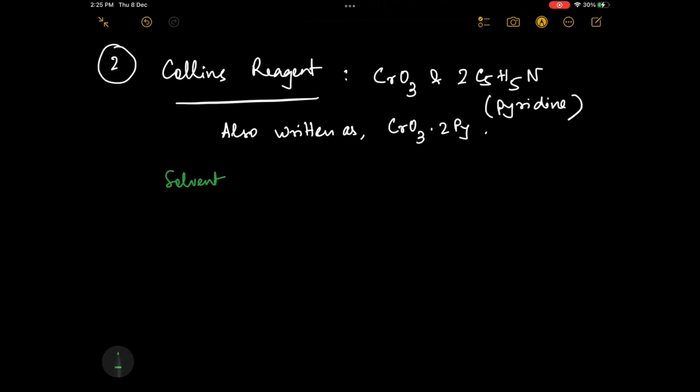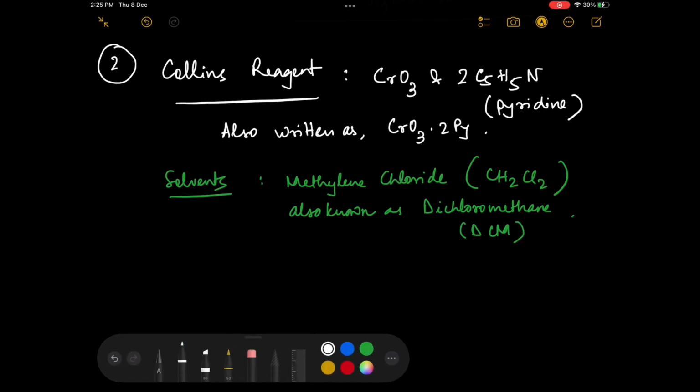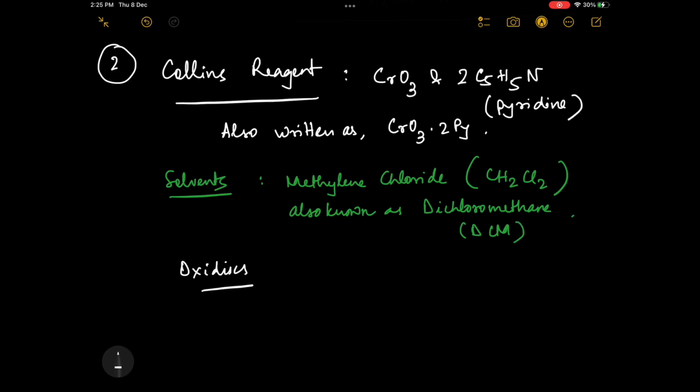So let us see the solvent that is generally used with this reagent. It is methylene chloride, CH2Cl2, which is dichloromethane, called DCM. And DCM is a very common lab solvent that we use. It is heavier than most organic liquids and also heavier than water.